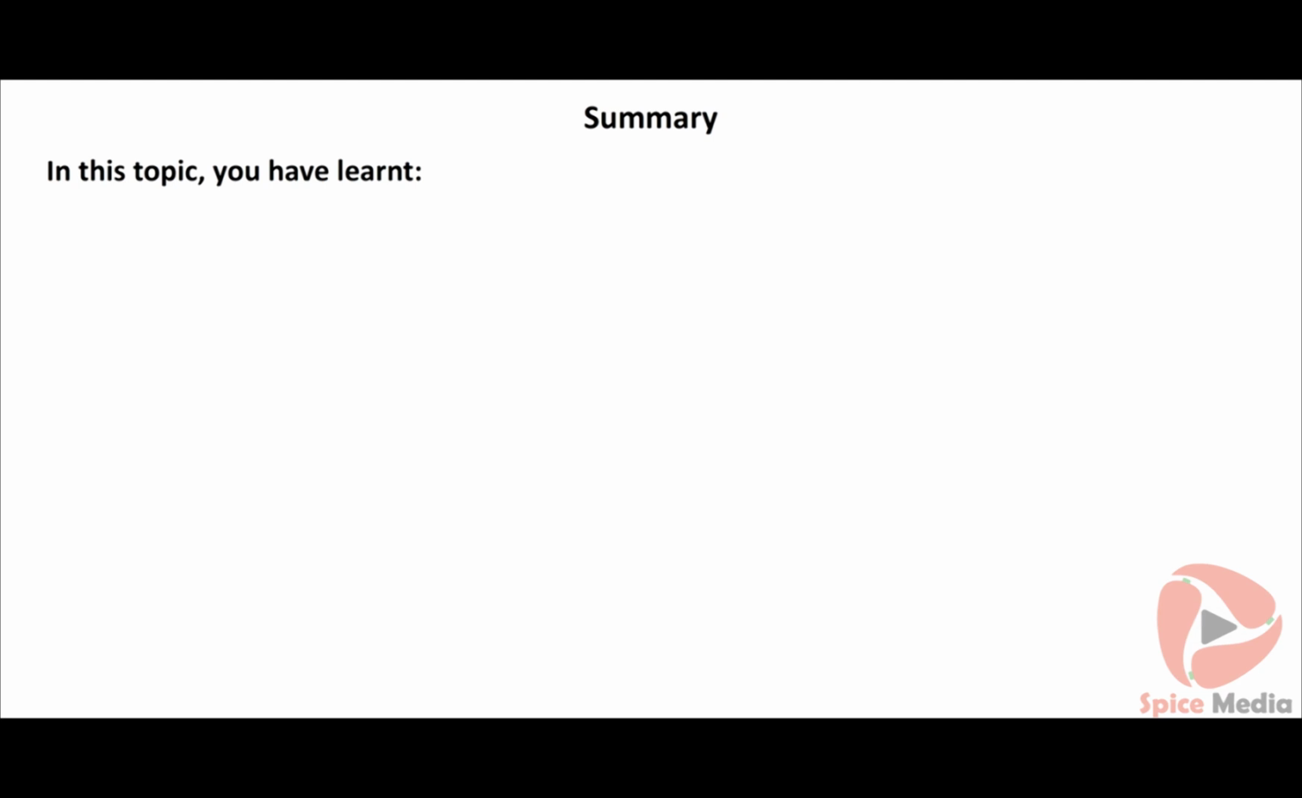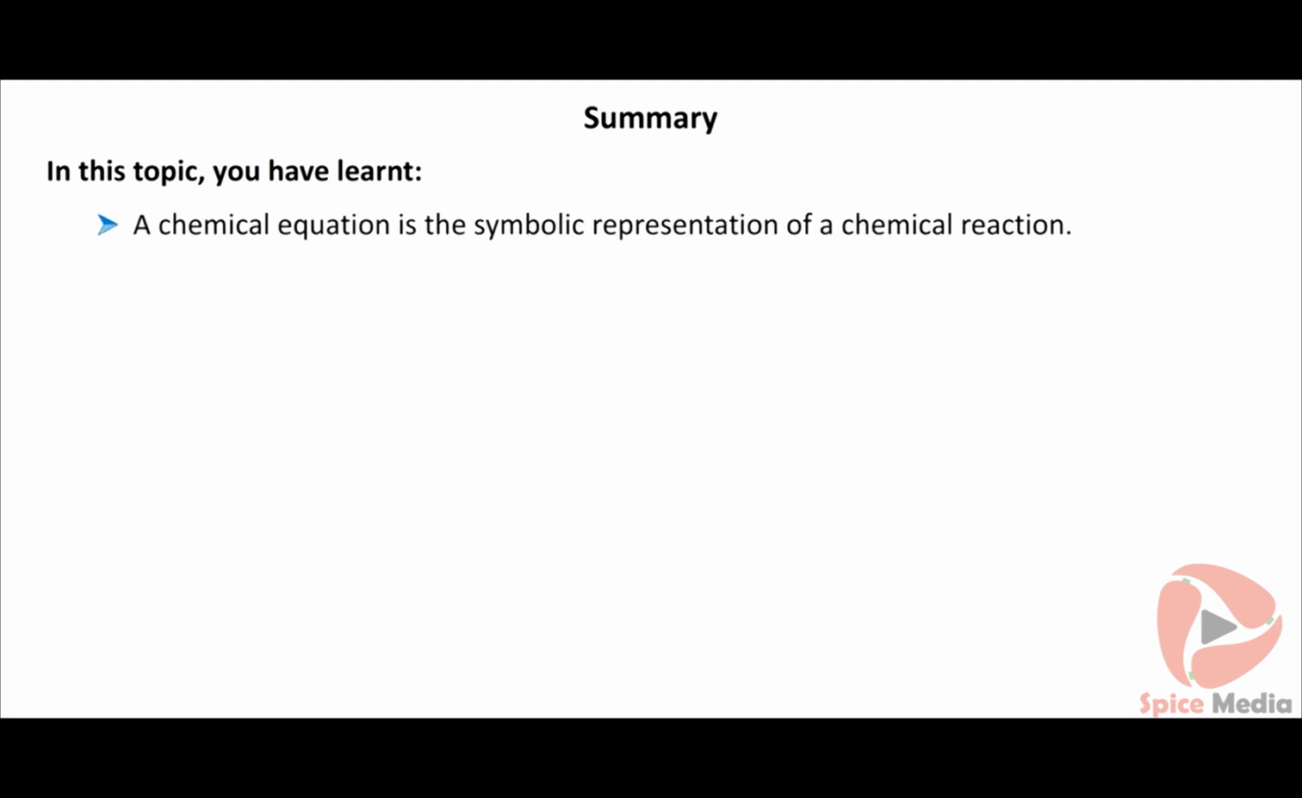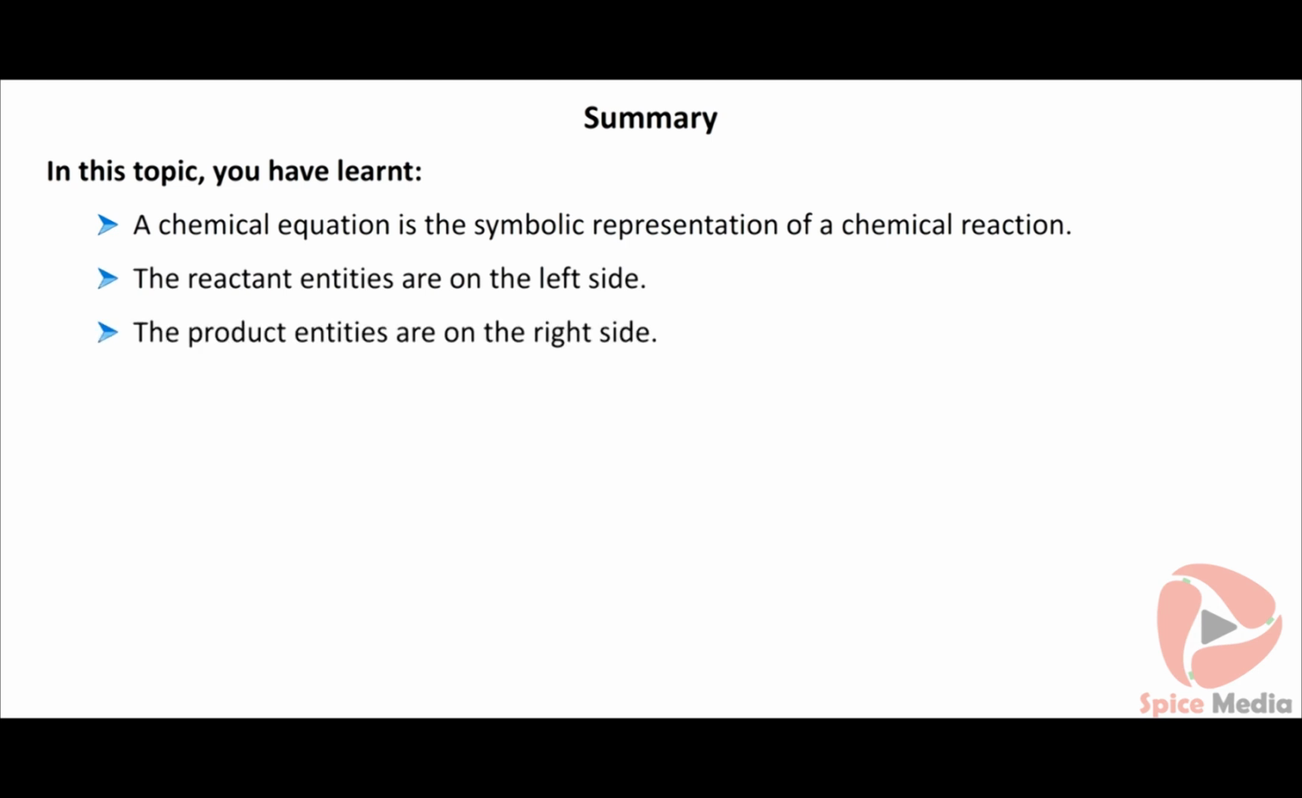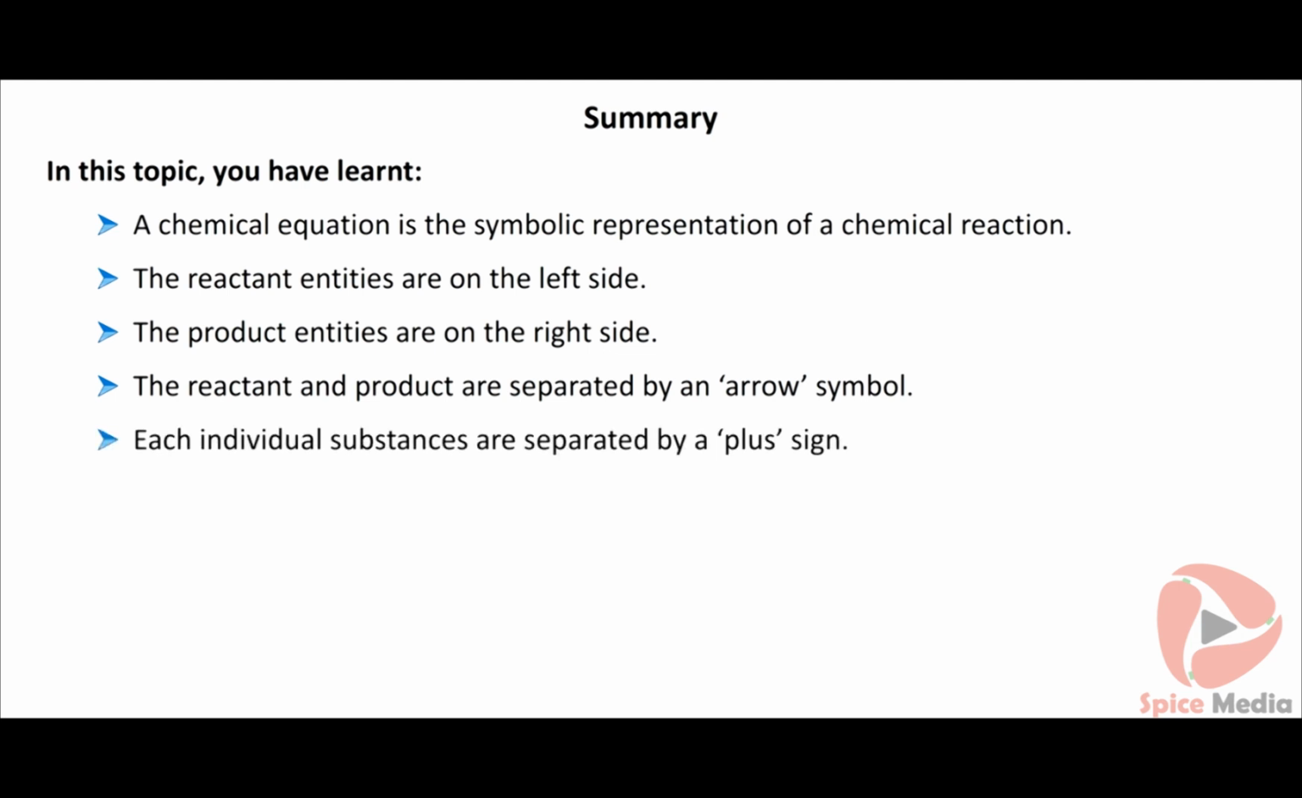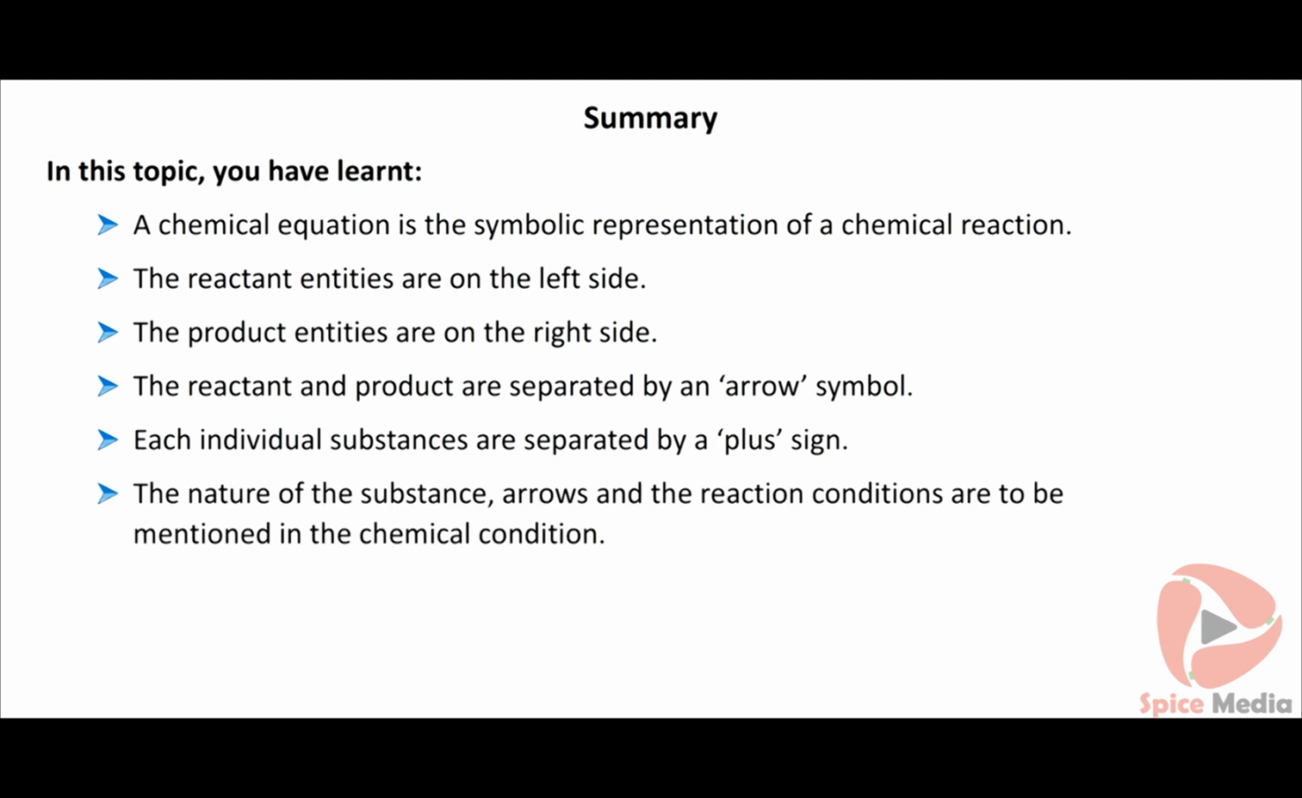In this topic, you have learnt a chemical equation is the symbolic representation of a chemical reaction. The reactant entities are on the left side. The product entities are on the right side. The reactant and the product are separated by the arrow symbol. Each individual substance is separated by a plus sign. The nature of the substance, arrows, and the reaction conditions are to be mentioned in the chemical equation.